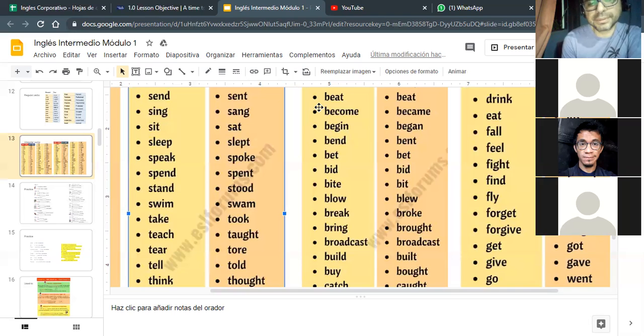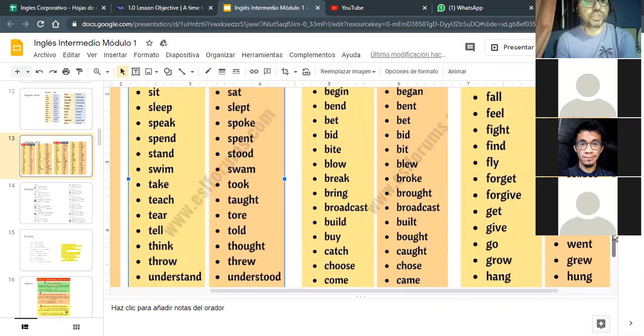Become. What is to become? When you study for something and then you get it. Very good. That is like become, it's like transform, to get into a process and then you become something. Became, that is going to be for Elvis. Okay, I became a doctor. Very good, thank you. Begin, what is to begin? To start. To start, very good. Began is going to be for Ilda.